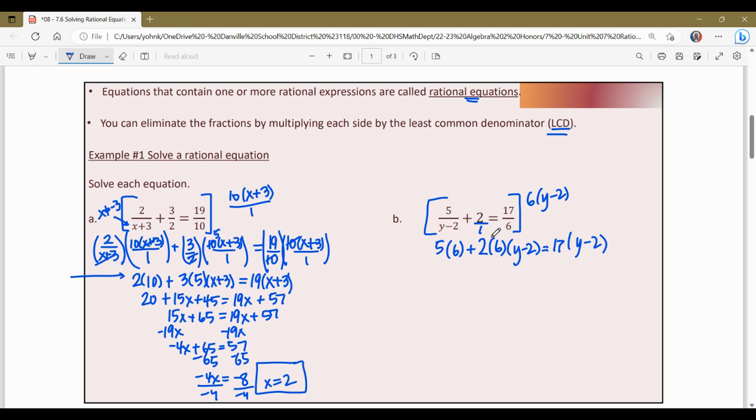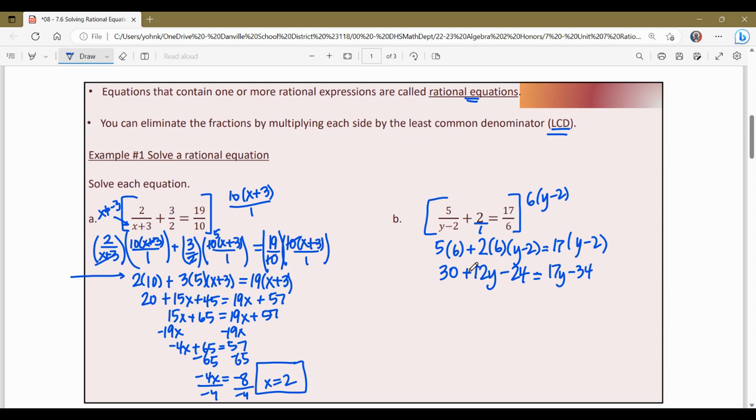All right, so 5 times 6 is 30, plus 2 times 6 is y. 2 times 6 times y is 12y. 2 times 6 times -2 is -24, equals 17 times y, 17y. 17 times -2 is -34.